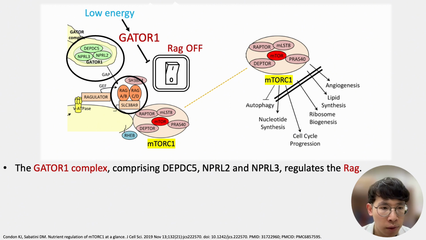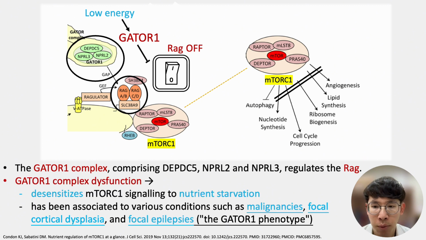Now, the MPRL2 protein is one of the three components in this GATOR1 complex. And because our patient has a mutated MPRL2 protein, his GATOR1 might be malfunctioning, causing this mTOR complex 1 pathway to overactivate and become desensitized to nutrient starvation. So this kind of condition has been associated with malignancy, focal cortical dysplasia, and focal epilepsies.